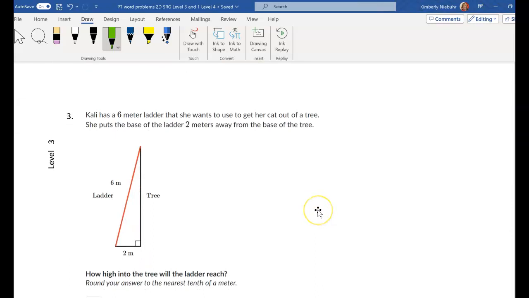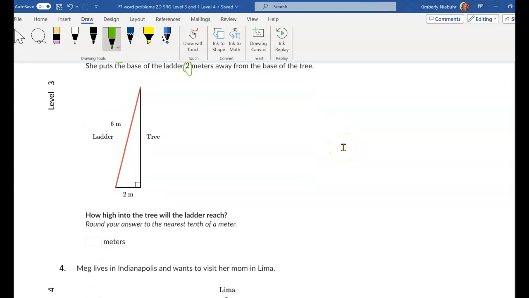All right, number 3. Callie has a 6-meter ladder that she wants to use to get her cat out of a tree. She puts the base of the ladder 2 meters away from the base of the tree. Circling important numbers. Underlining the question, how high into the tree will the ladder reach? Be sure and round your answer to the nearest tenth of a meter. This is level 3.